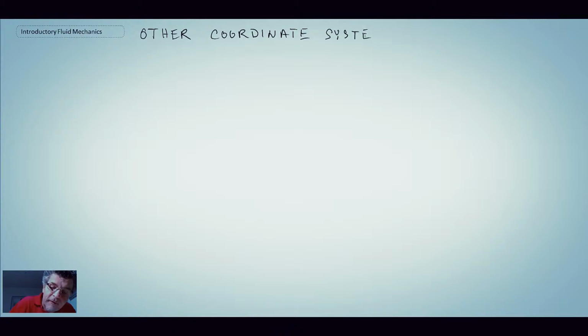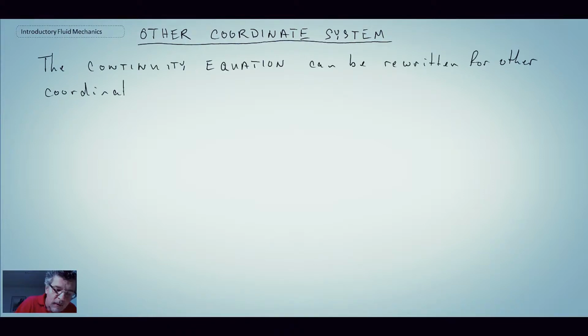And there's also spherical, but we won't be looking at that. But you can look at spherical. Spherical would be a problem that you might have with spherical geometry. But the continuity equation can be rewritten for other coordinate systems. And so what we're going to do is take a look at the cylindrical coordinate system. And I'll go to a new slide just because we might need a little bit more space. So, cylindrical coordinates.